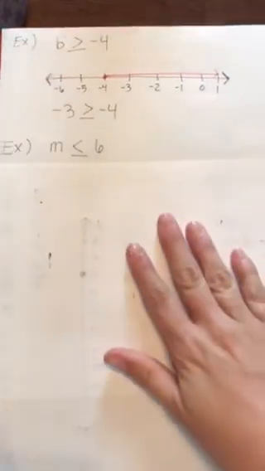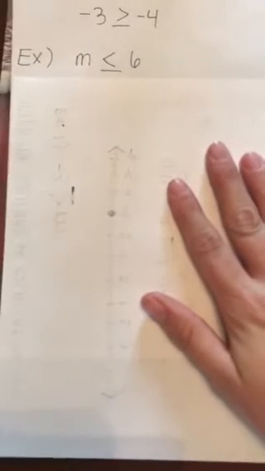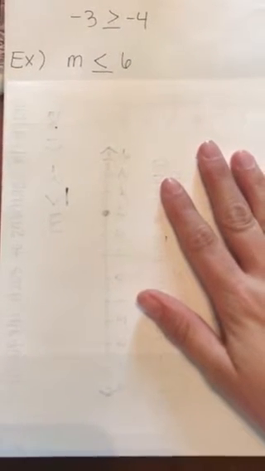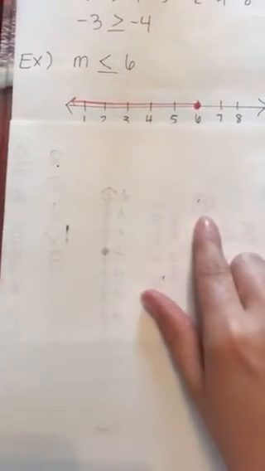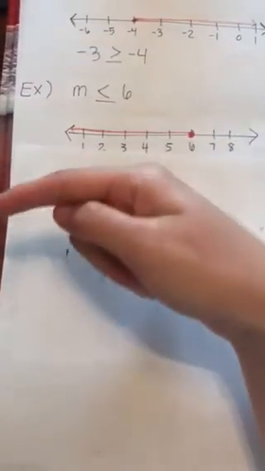Here's another one. M is less than or equal to 6. So on a number line, I'm going to find the 6, and I'm going to put a dot there. But we're trying to find what M is. Well, we know M is less than 6, so now we're going to go left. Left is less. I always remember that. Left is less.